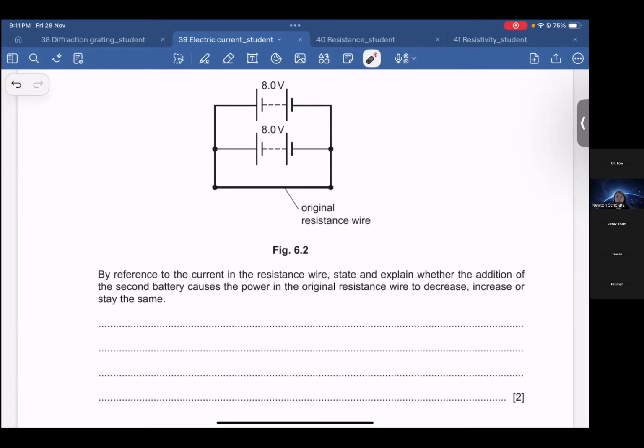By reference to the current. So what's going on with the current and what happens to your power? What do you guys think?